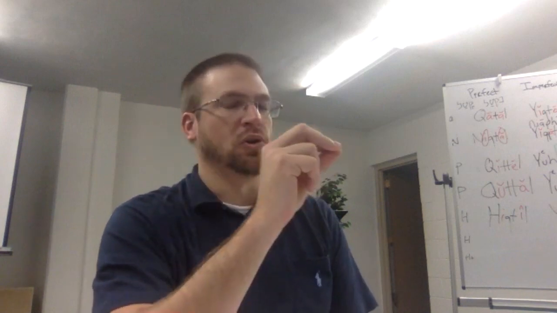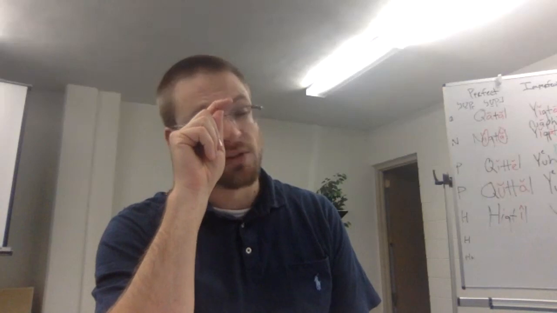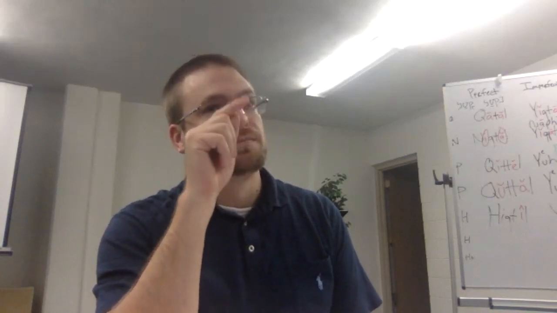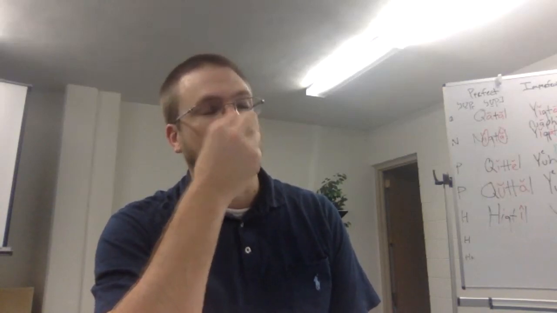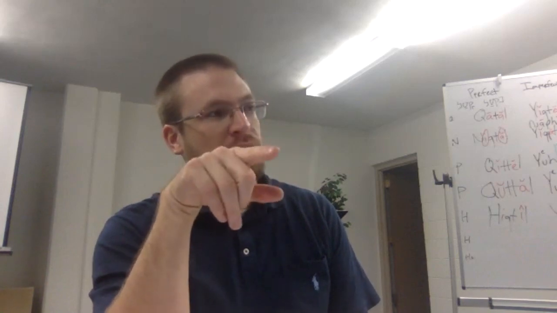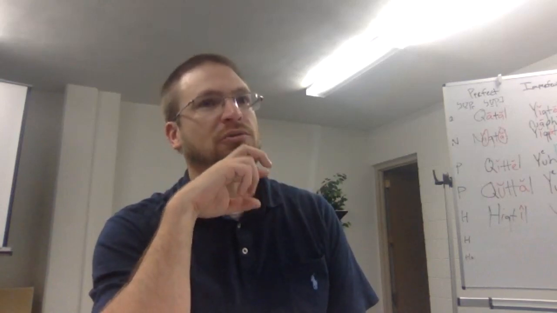We'll get to the rest of them on Thursday. What about number six? Bataha. Again, a shva is always vocal if it comes immediately after a metheg. So that little line that's after the qamets, the metheg, tells me it's a qamets, long vowel. Shvas are always vocal after long vowels. So it's not bataha or botha, it's bataha.